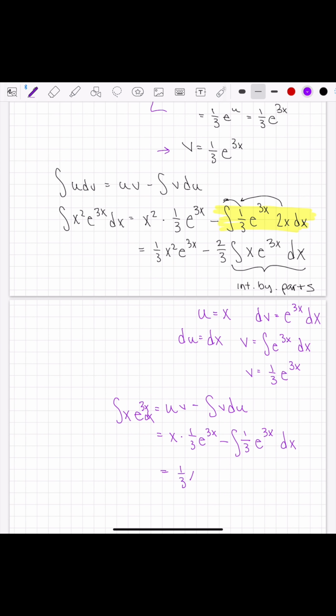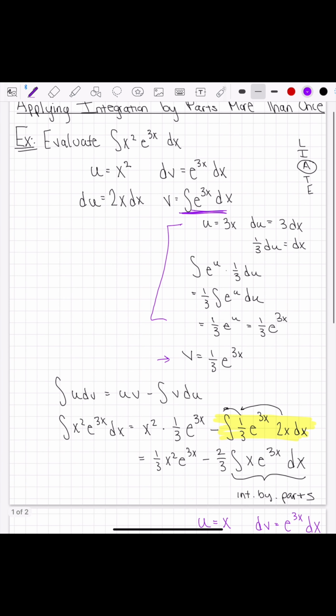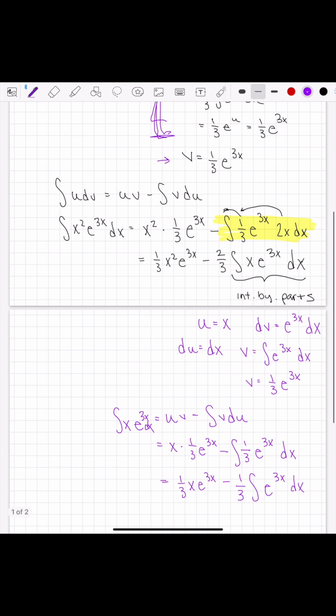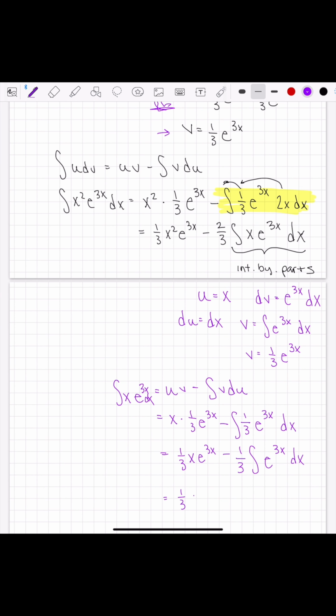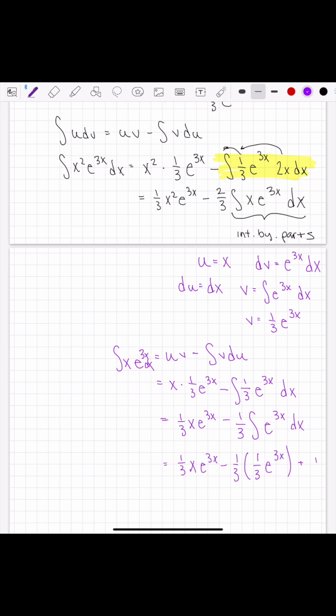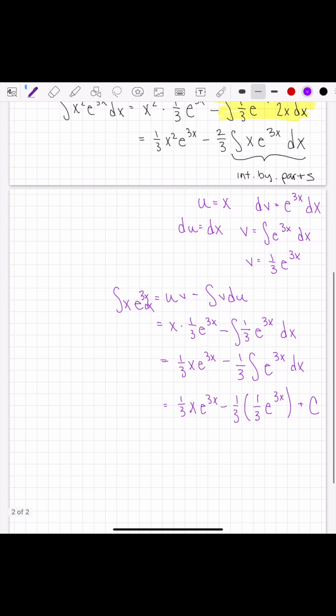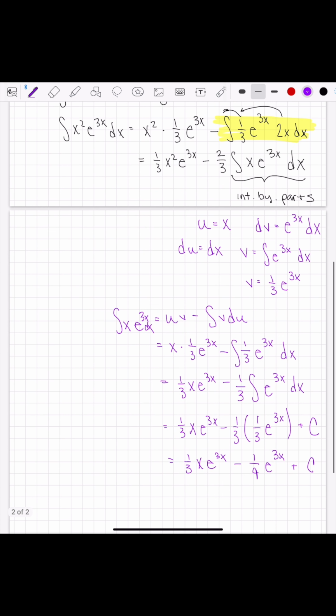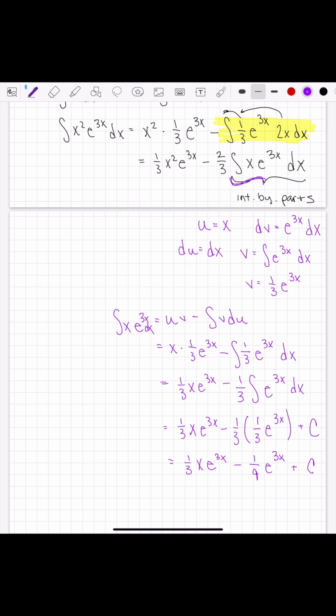So this becomes 1/3 x e to the 3x minus, remember, I can pull this 1/3 out, and then I know the integral of e to the 3x. That's the one that we did up here with this u substitution. So this came in handy, this u substitution. So this becomes 1/3 x e to the 3x minus 1/3, and then this was 1/3 e to the 3x. And then we have our plus c here. So this is just 1/3 x e to the 3x minus 1/9 e to the 3x plus c. So that's what this integral here was equal to.